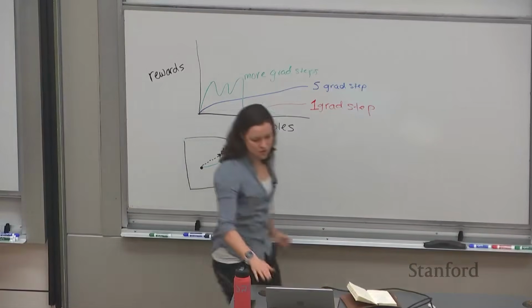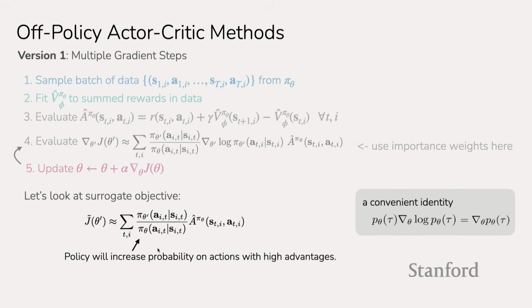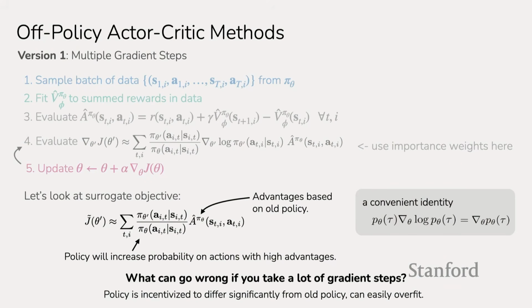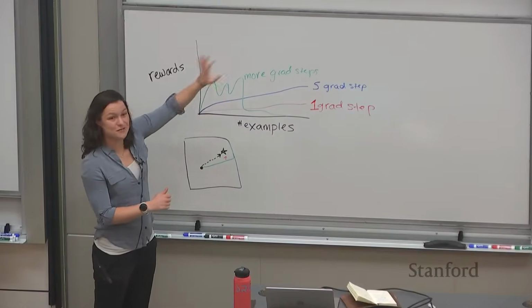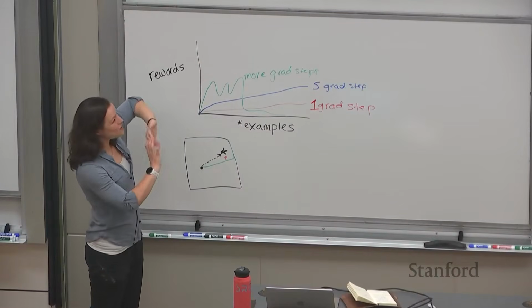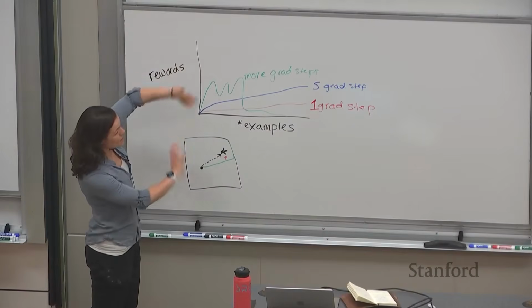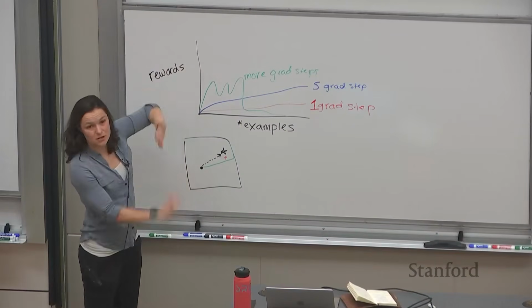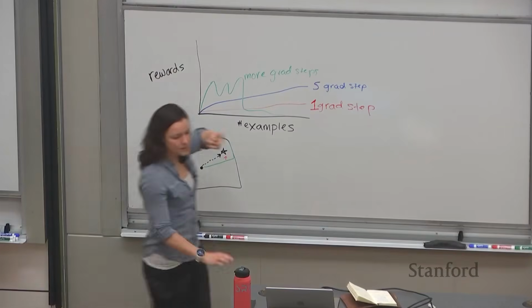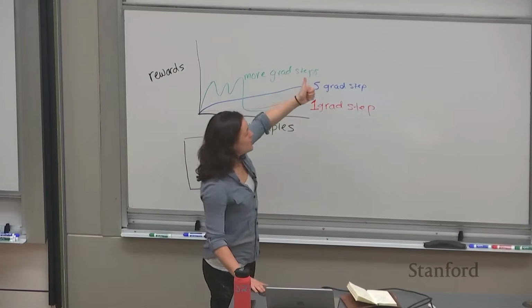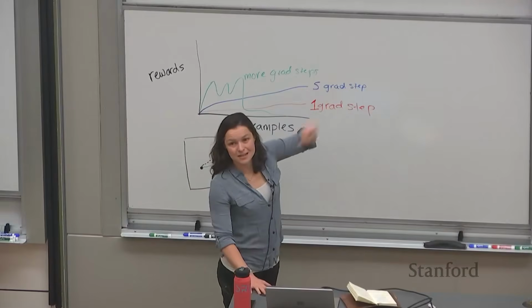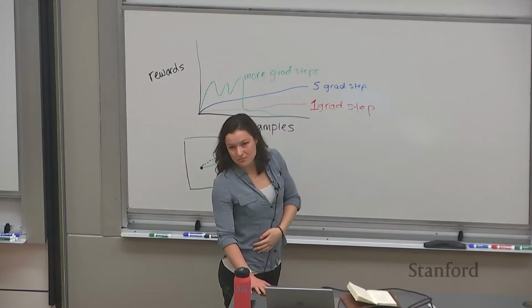Okay. So, the policy is going to increase probability on actions with high advantages. These advantages are based on the old policy, and so they'll get out of date. And so if you take a lot of gradient steps, the policy is really... the other thing that I didn't mention is that when it's increasing the probability, it's also inherently trying to differ significantly from the old policy. It's not only encouraged to increase probability on advantages, but that is going to cause it to change drastically from the old policy. And this means that because you're also changing a lot, these advantages are even less likely to be up to date with your current policy.